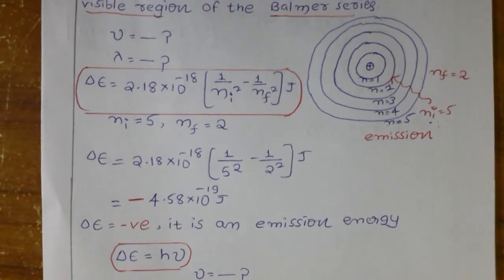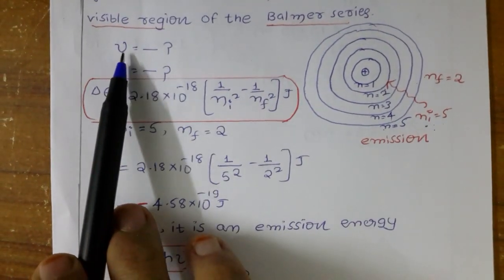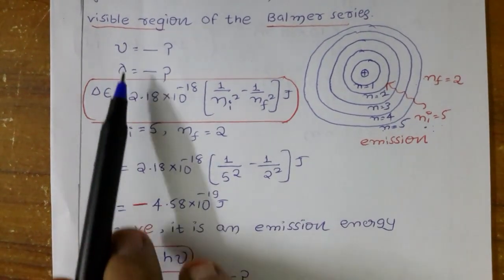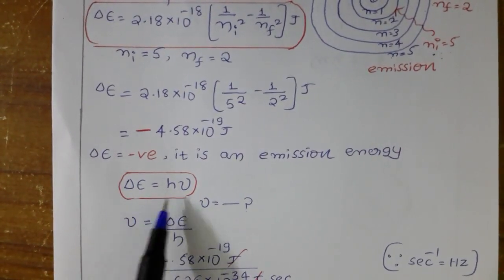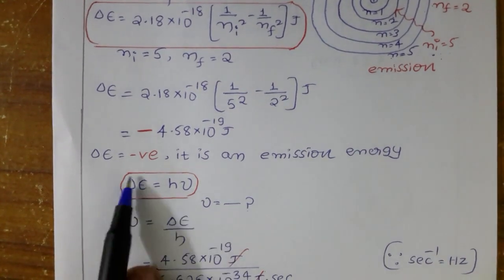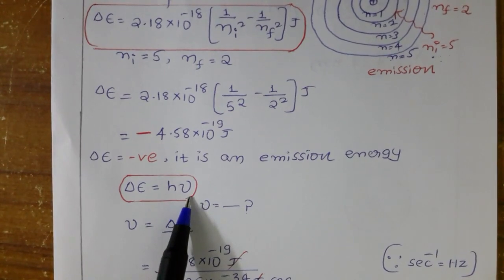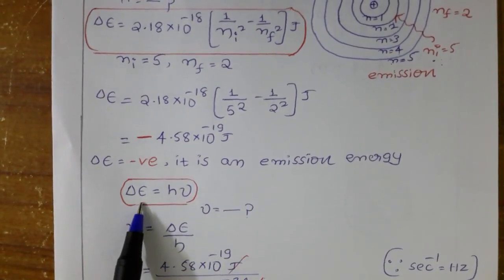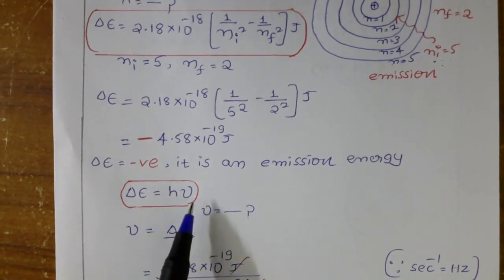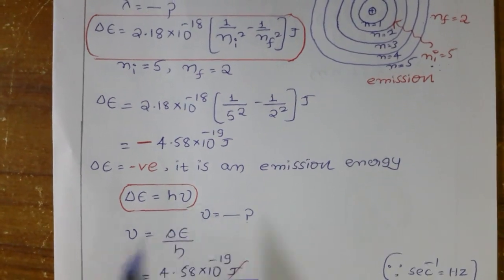Now why do we calculate delta E here? Here we have to calculate nu and lambda. To calculate nu and lambda, we have the equation delta E equal to h nu, isn't it? If you use this equation, h is a constant, and nu is what our question asks for. So if I know delta E, I can calculate nu. Once you know nu, you can calculate lambda.